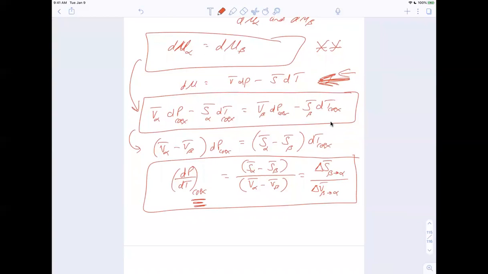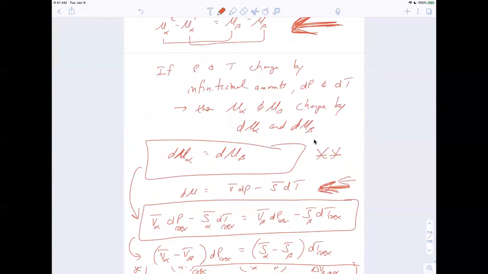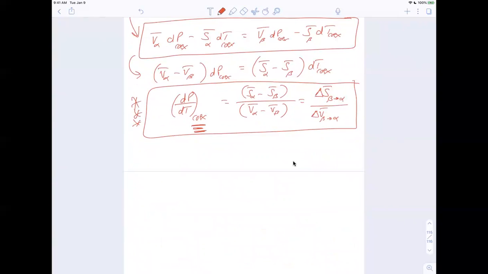So this very general relationship holds along this line, and along this line for a pure fluid. Any questions? All right, so let's move on. This is very general, so we're now going to see where we can go with putting in some more details for it.